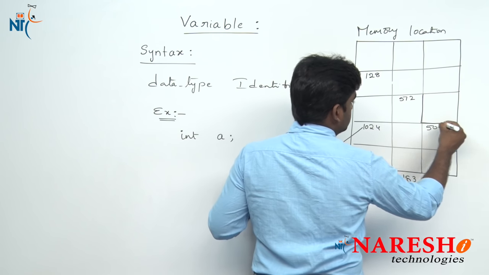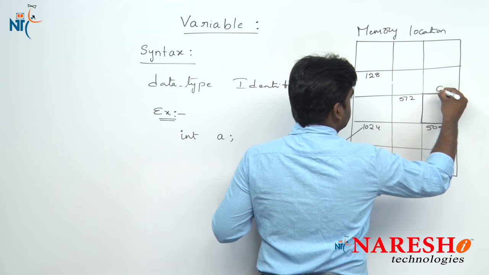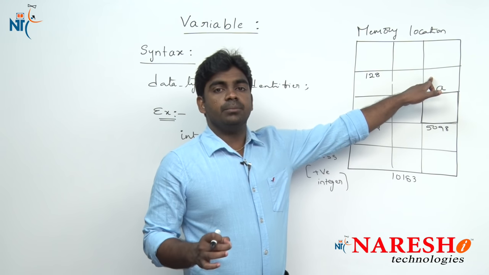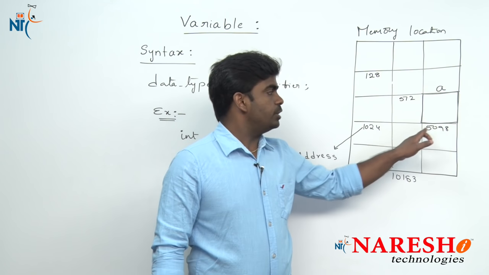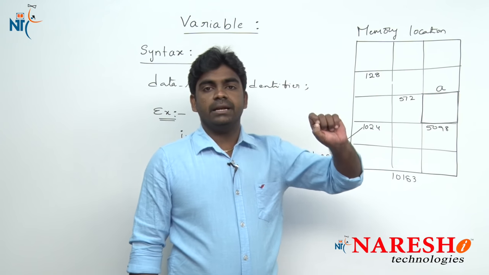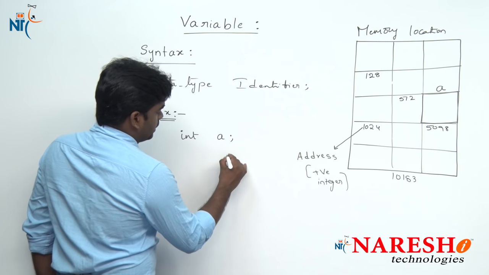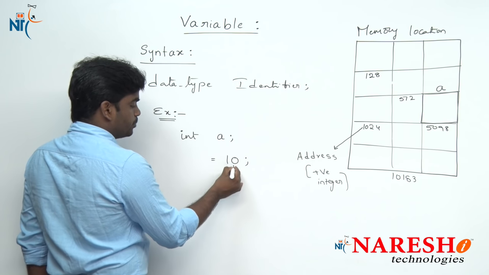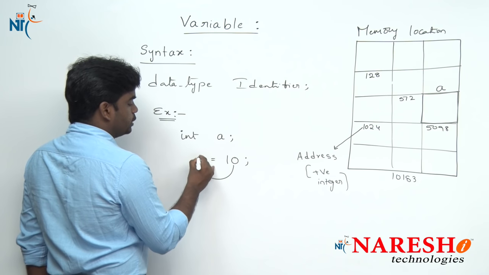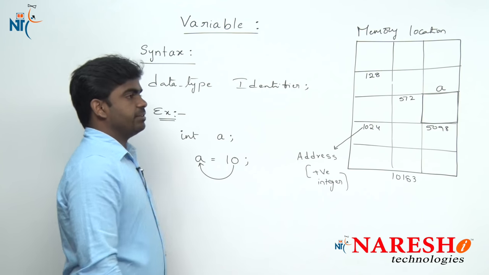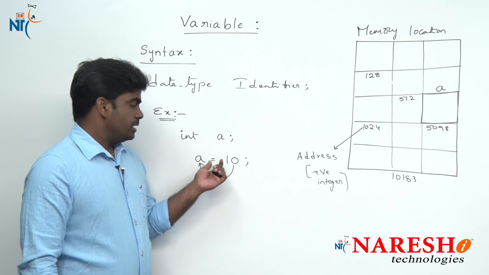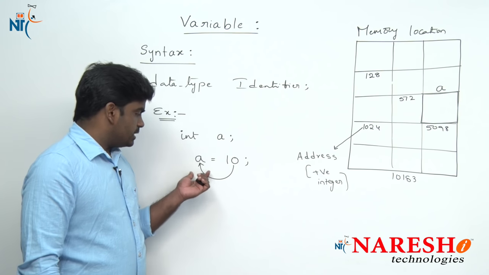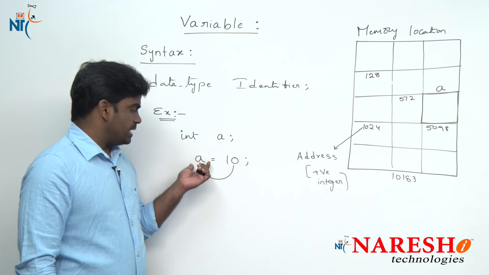To one memory location, that identifier will be A. A is a named memory location. To the memory location, we are providing a name. So later, whenever we are storing an element, we are strictly saying, please go and store into the location which is identified by A. Here the value is 10, and we are saying, please go and sit into the location which is identified by A.